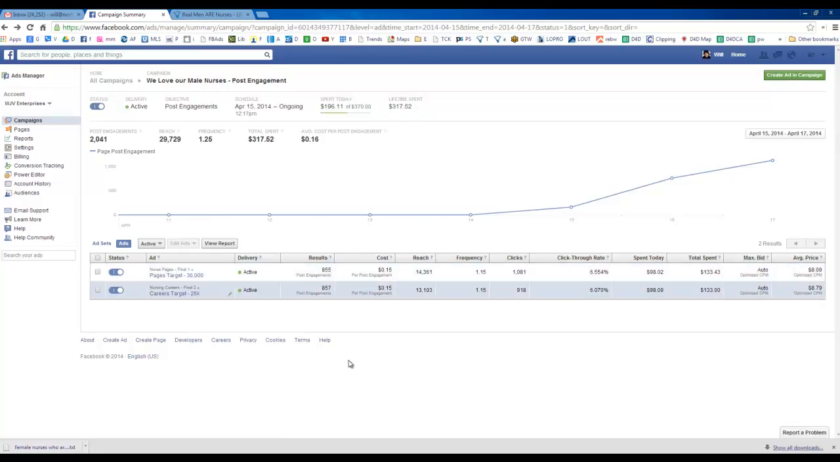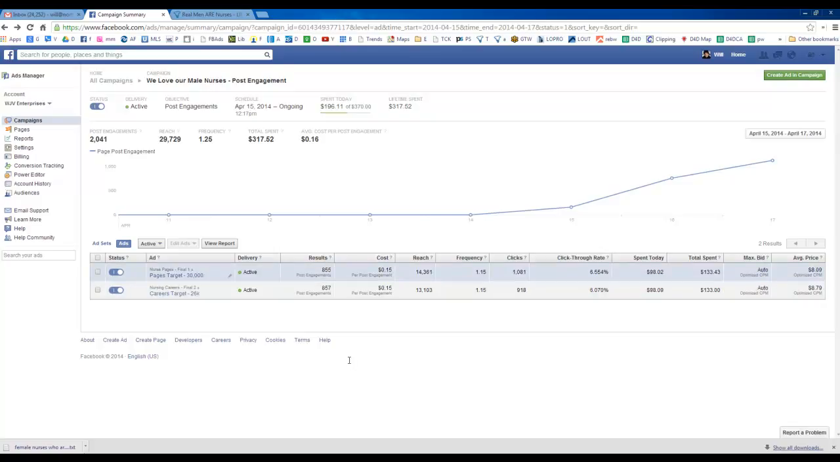6.554 click-through rate. So we're staying pretty consistent, between 6 and 7% click-through rate, which is good. $98 spent on both of these. It's about 11:20 right now in the evening, about ready to go turn in. But $98 spent here, $98 spent there. So far total we're at 133 and 133.